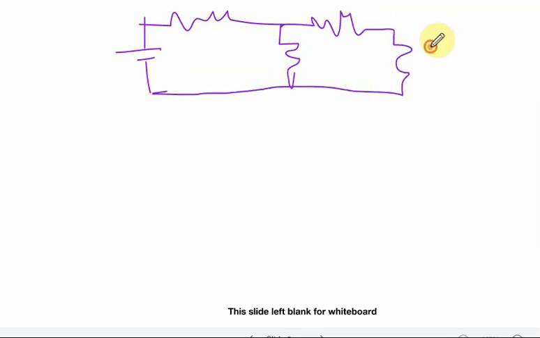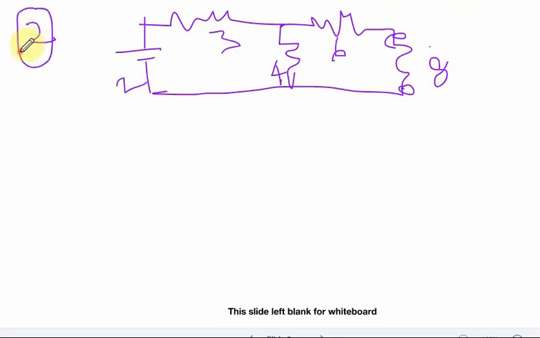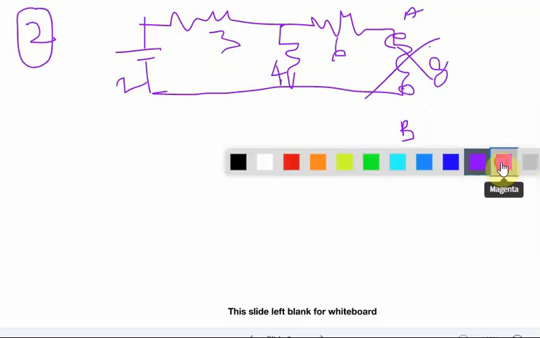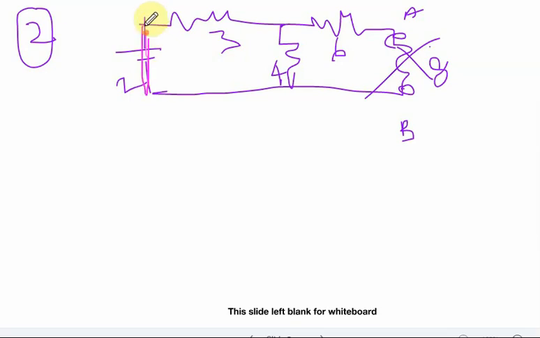So here, between A and B, what are the values? 2, 3, 4, 6, 8 were given. How to find out the RTH? Step number 2 is common to both methods. See, what is the rule? Remove the load at points A and B. First, load remove, then what next? In the circuit, is any voltage source there? Yes, it is there. Make it a closed circuit, a short circuit.